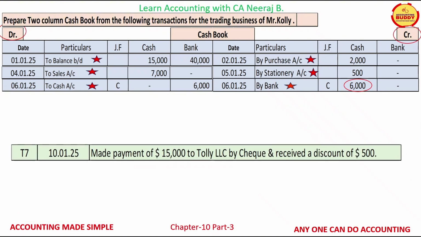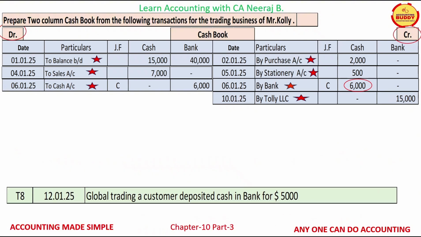Transaction T7 is on 10th of January 25, business made a payment of $15,000 to Tully LLC by check and received a discount of $500. Since it is a payment transaction, it will be recorded in the bank column on the right hand credit side of the cash book for $15,000 on 10th of January 25 by writing the words by Tully LLC account. Discount received amounting to $500 will be recorded by passing the journal entry.